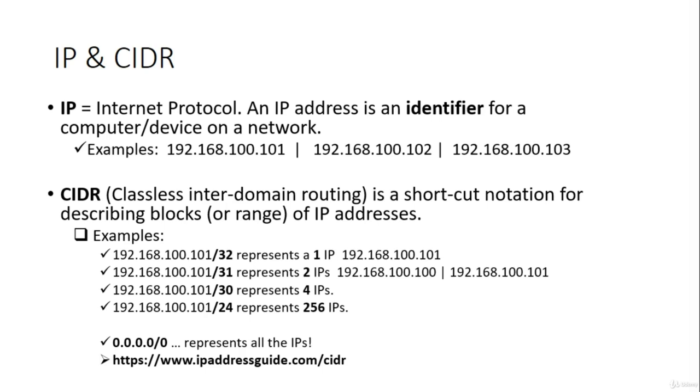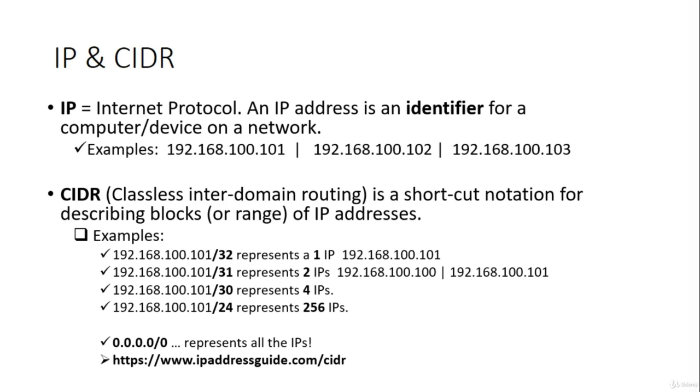/30 will represent 4 IPs. /24 will represent 256 IPs. And in the same way you can go up till /0. /0 will represent all the IPs. You just remember this. So how do you know, do you need to remember that /24 represents 256 IPs, or what happens when you are putting /16? So you don't need to remember actually.